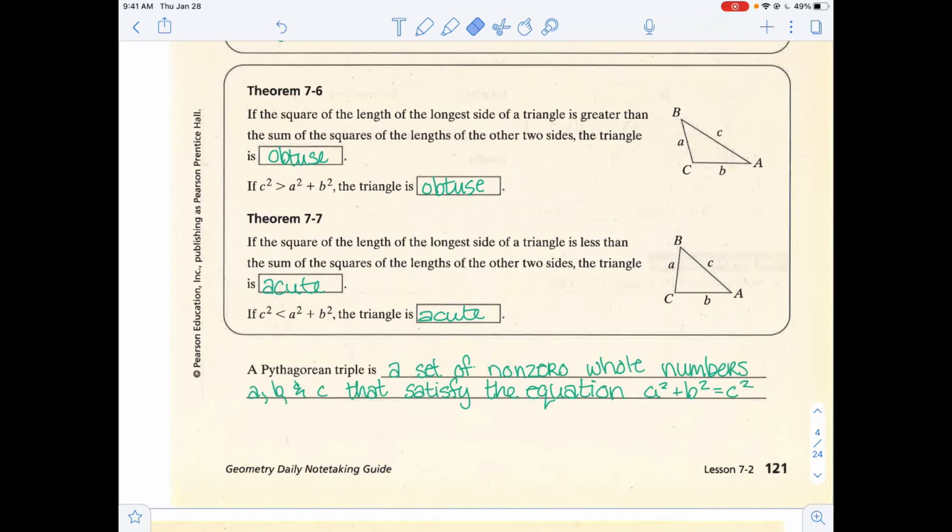Alright, a Pythagorean triple is a set of non-zero whole numbers, a, b, and c, that satisfy the equation a squared plus b squared equals c squared. So any three numbers that you know work in that equation are called a Pythagorean triple.